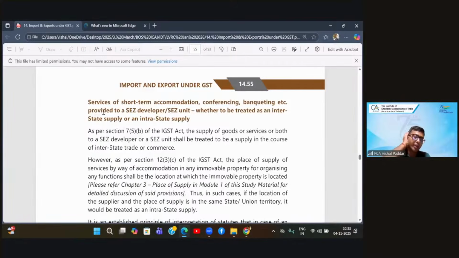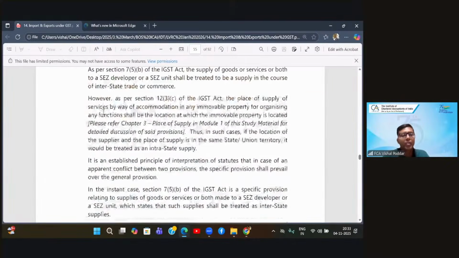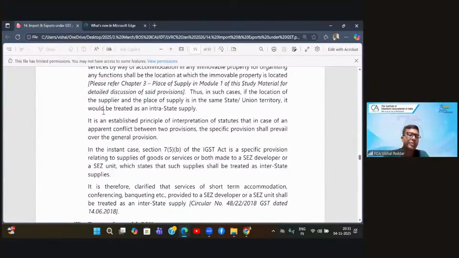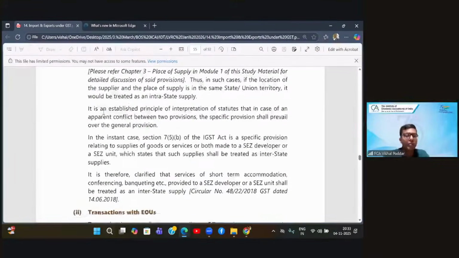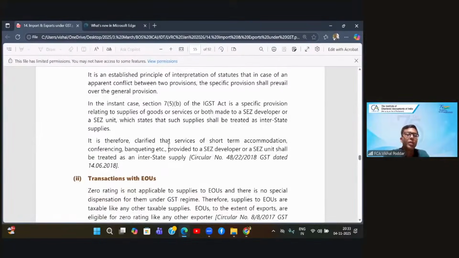However, this mandate has an exception: whenever the hotel is raising an invoice on a SEZ unit or a developer, irrespective of what is provided in Section 12 place of supply, as per this circular, it is clarified that the services of short-term accommodation, conferencing, banqueting, etc., provided to SEZ unit or developer shall be regarded as interstate supply. So even though in the normal case the hotel will always charge C plus S, when the hotel is providing accommodation or conferencing or banqueting services to SEZ, it will always raise an IGST invoice only.